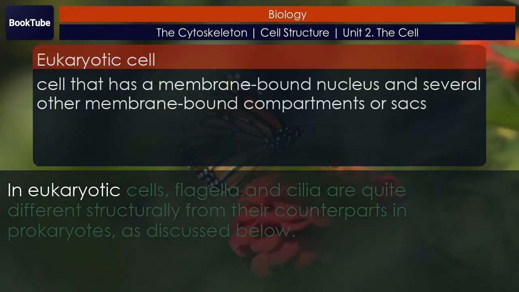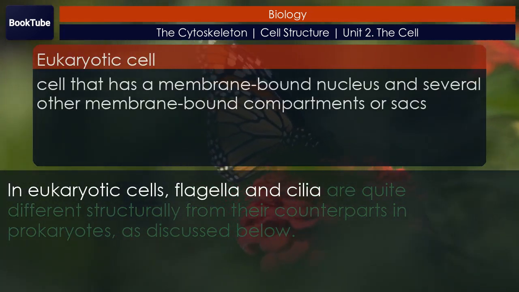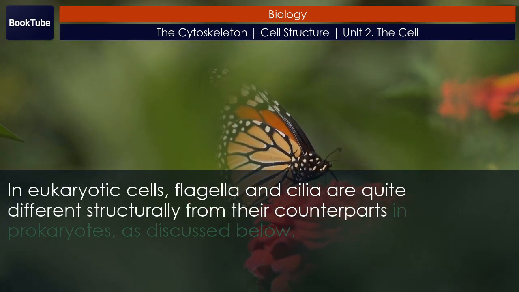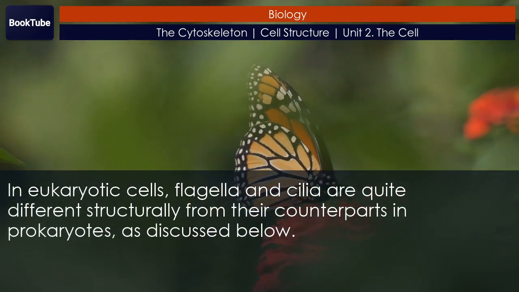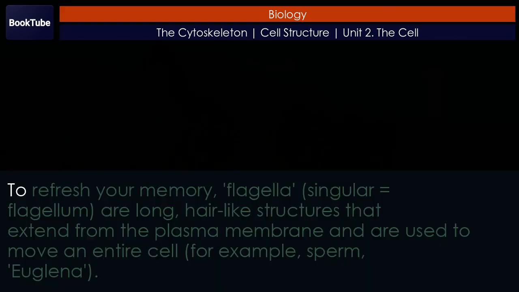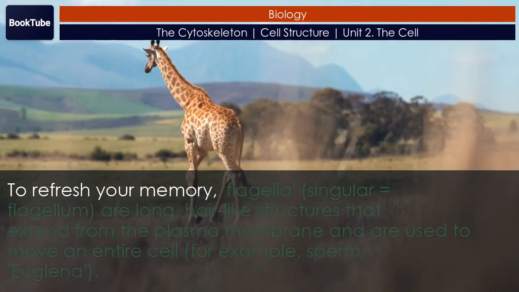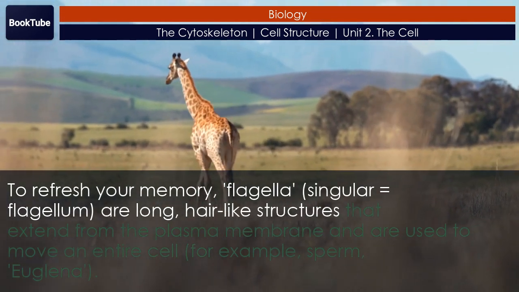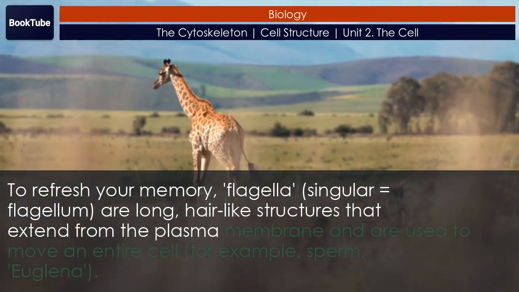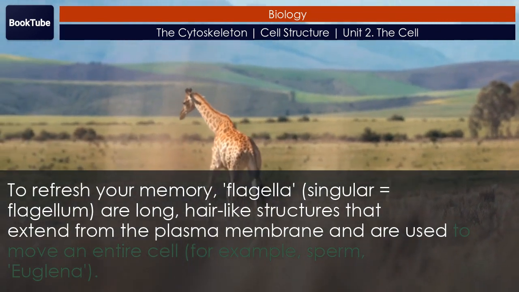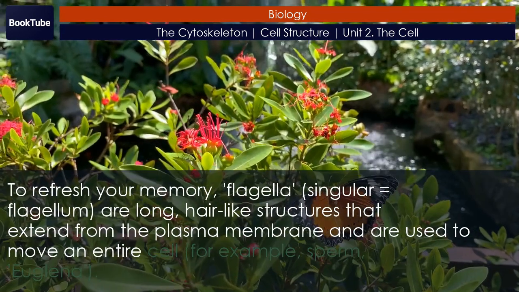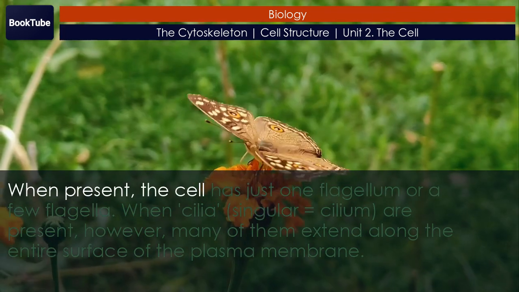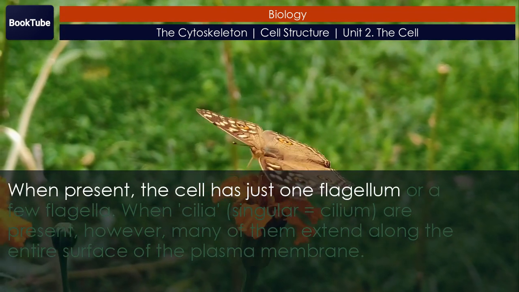In eukaryotic cells, flagella and cilia are quite different structurally from their counterparts in prokaryotes. As discussed below, flagella and cilia. To refresh your memory, flagella, singular equals flagellum, are long, hair-like structures that extend from the plasma membrane and are used to move an entire cell. For example, sperm, euglena. When present, the cell has just one flagellum or a few flagella.